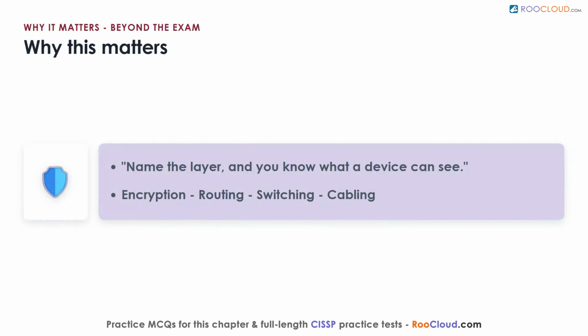Why does this matter beyond the exam? Because every network control you deploy attaches to one of these layers. Suppose you are hardening a branch office. Your encryption choice, your routing rules, your switch settings, and your cabling all belong to different layers. When you can name the layer a device operates at, you know exactly what it can and cannot see, and where to place the defense.